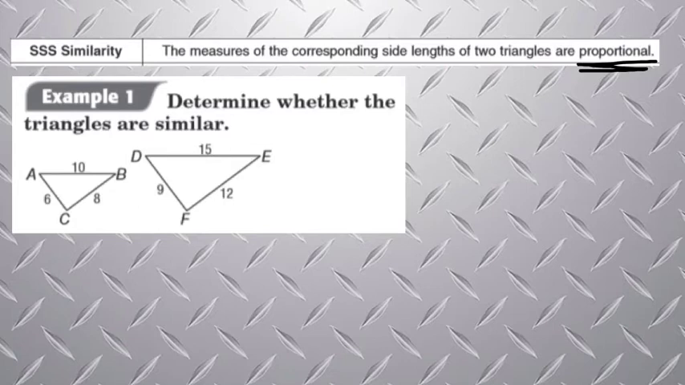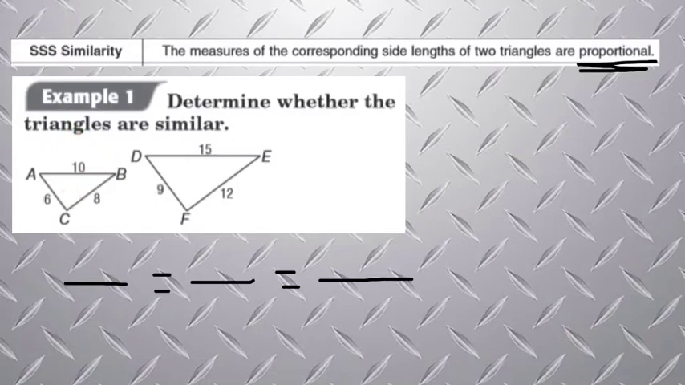So if we look at this example, we notice we have two triangles, ABC and DEF, that have three side lengths given. You know nothing about their angle measures, so we're forced to use the side, side, side similarity postulate. The easiest way to do this is to set up what's called your statement of proportionality. And I'm going to look at triangle ABC.